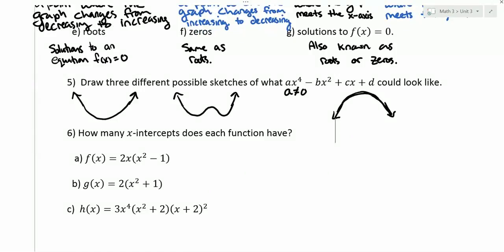Number 6 is asking how many x-intercepts does each function have? One thing that's true about all x-intercepts is they have a y value equal to 0. So to solve for any x-intercept, you set y equal to 0. So in part A, we could say 0 is equal to 2x times x squared minus 1. And then we can set each factor equal to 0. So 2x equal to 0, x squared minus 1 is equal to 0, and then we can solve for x.